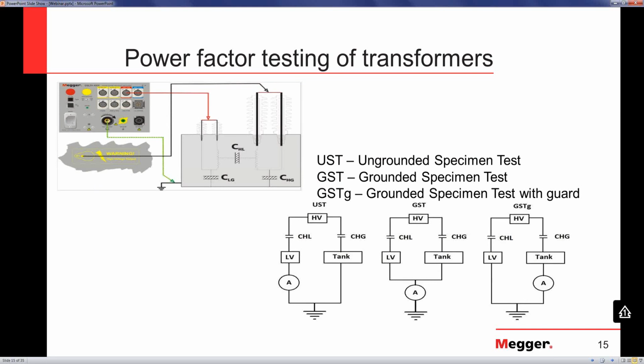Depending on what capacitance you want to measure, you would select the appropriate mode of measurement. So for interwinding capacitance, you would use the UST mode. For interwinding plus winding to ground, you would use the GST mode. And just for the winding to ground capacitance, you would use the GST-G mode.